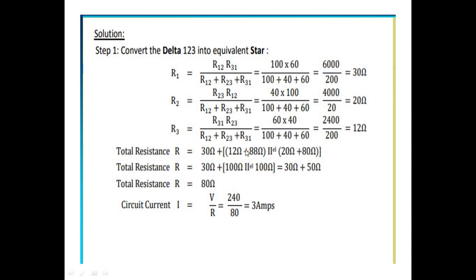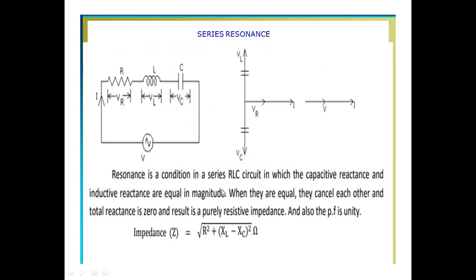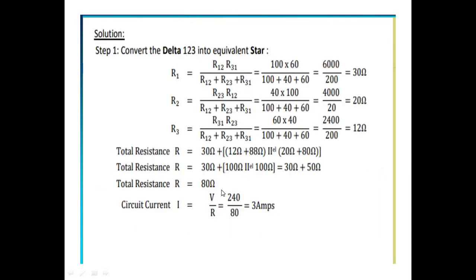plus 100 parallel to the 100 ohm, and that is equal to a resultant value, 30 plus 50, is equal to total resistance 80 ohm. Then total circuit current I is equal to V divided by R, 240 divided by 80, is equal to 3 amps. Thank you.